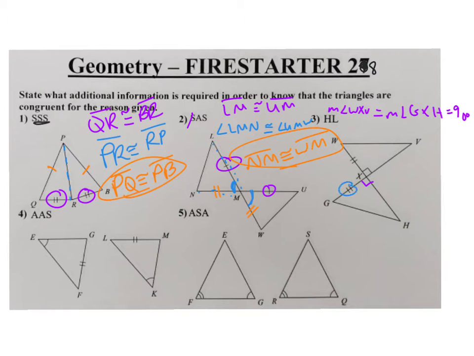Now this right here is a leg statement. So I have WX is congruent to GX. Now what I don't have is this one. So I need WV is congruent to GH. So that's what I need. That's the one statement I need to make this true. All right.